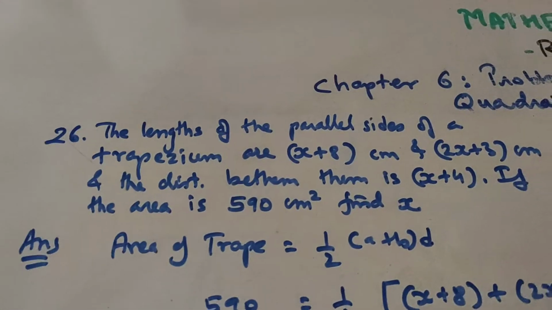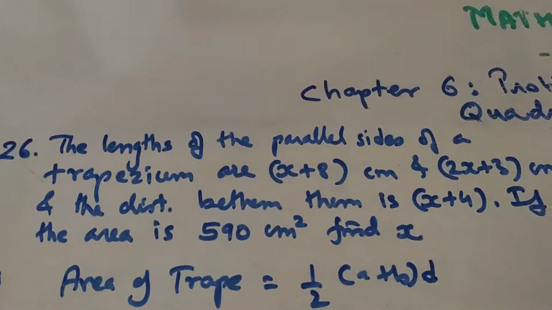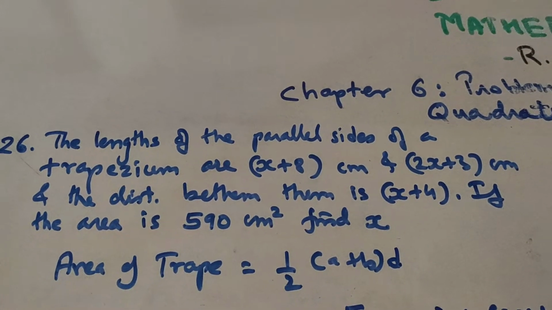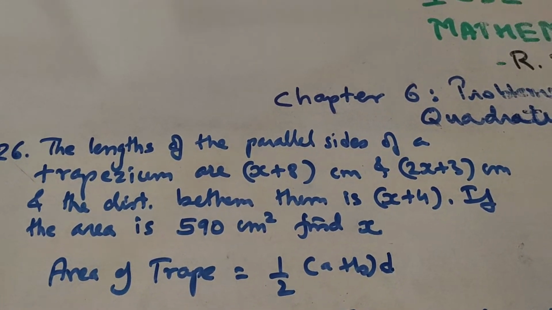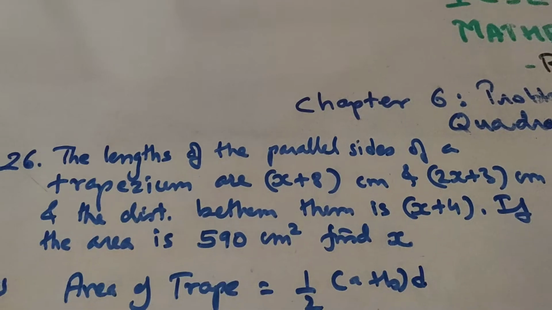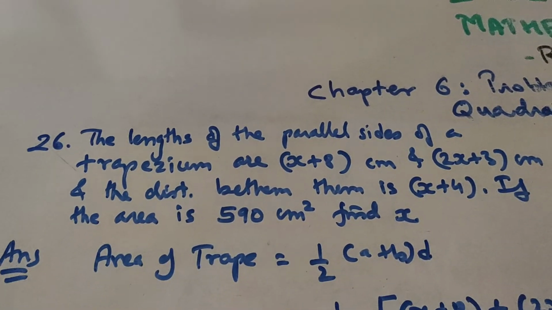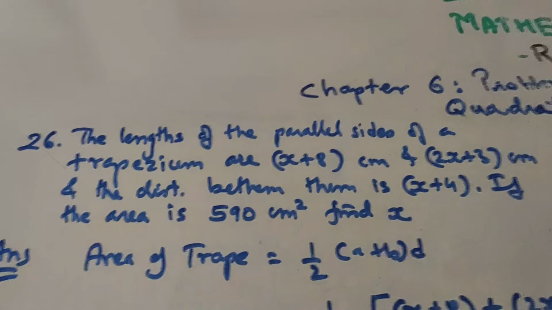Sum number 26 says the length of the parallel sides of a trapezium are x plus 8 centimeter and 2x plus 3 centimeter, and the distance between them is x plus 4. If the area is 590 centimeter, find the value of x.